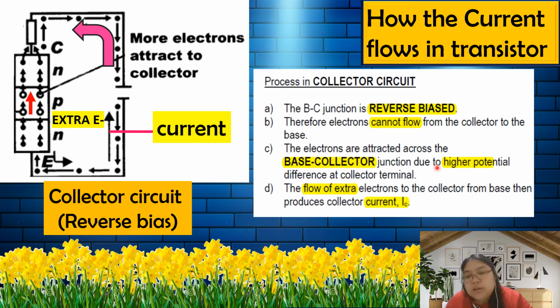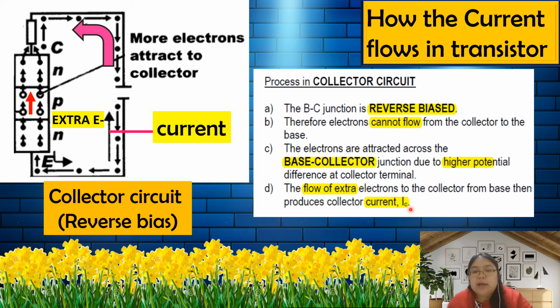When the electrons go through the collector, the flow of extra electrons to the collector from the base produces the collector current. So you must mention the higher potential difference at the collector terminal attracting the electrons. When the electrons come from the emitter, go to the base and jump to the collector, the electrons start to move, then finally you must say the collector current is produced in the collector circuit. So this is the whole process of the transistor.